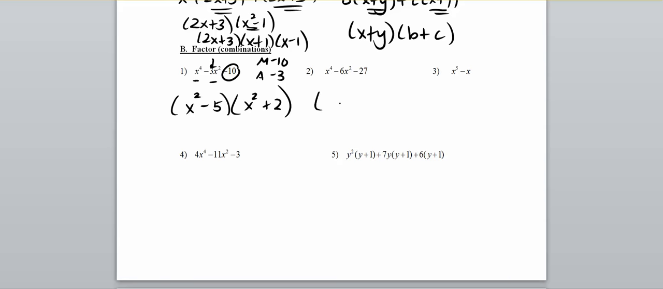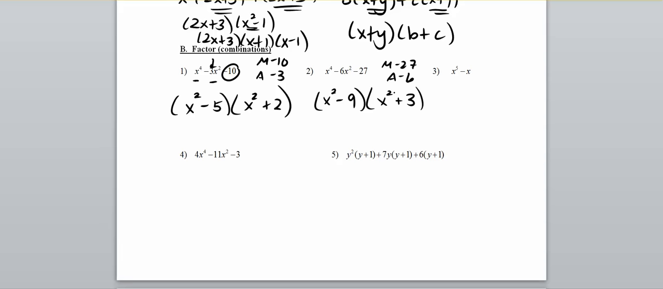Since it is a trinomial, what 2 numbers multiply to give me negative 27 and add to give me negative 6? Well, negative 9 and positive 3 will multiply to give me negative 27 and add to give me negative 6. But I'm going to put an x squared and an x squared.